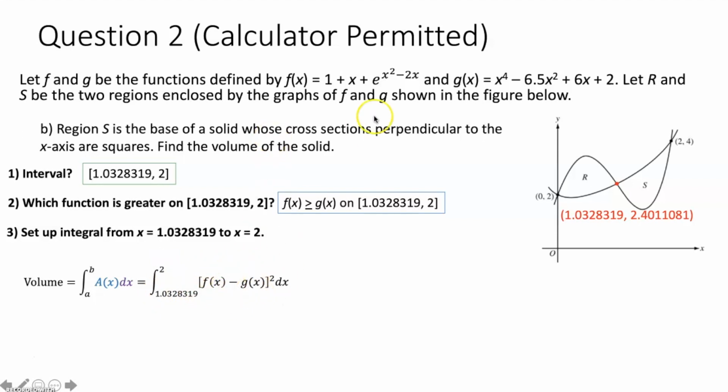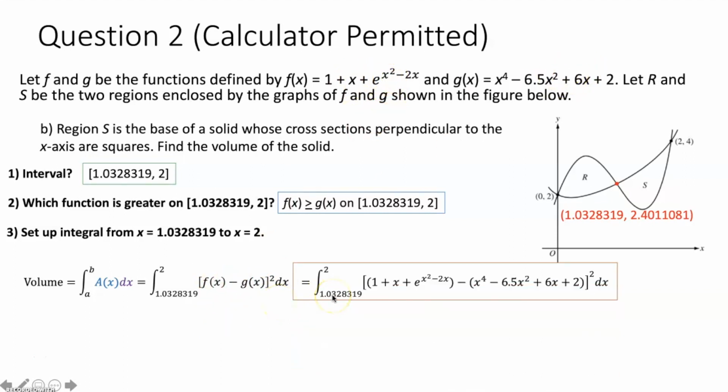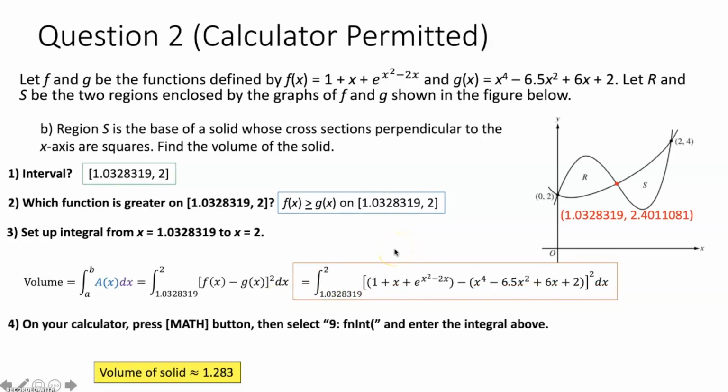So now all we have to do is just plug in what we know f of x and g of x to be equal to, or you could use the vars button like we did last time, evaluate this definite integral, and we end up getting that the volume of the solid whose base is this region S and whose cross-sections perpendicular to the x-axis are squares is approximately equal to 1.283. Again, rounded to 3 decimal places.